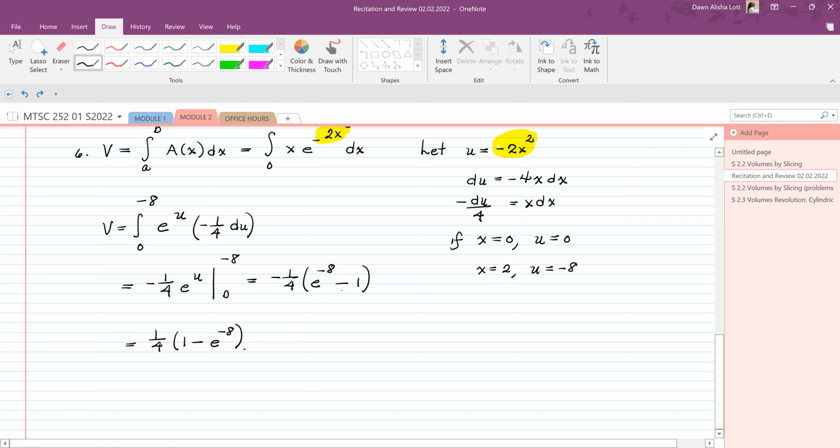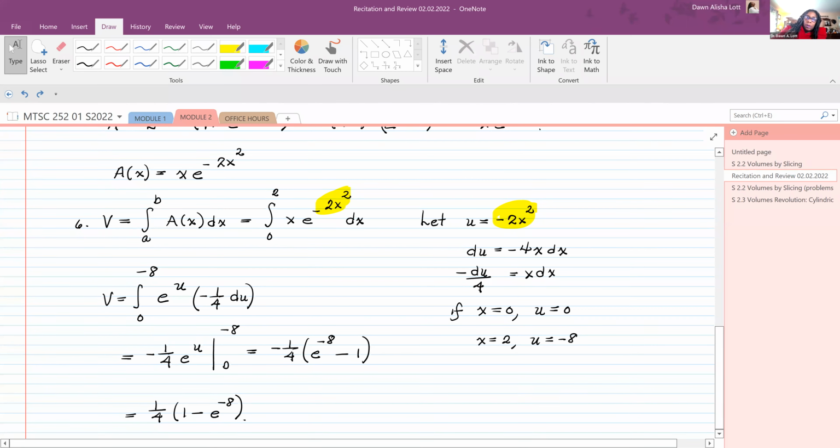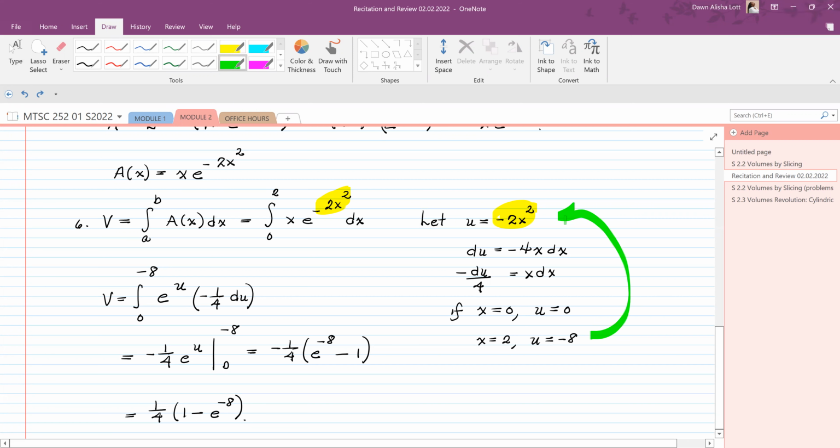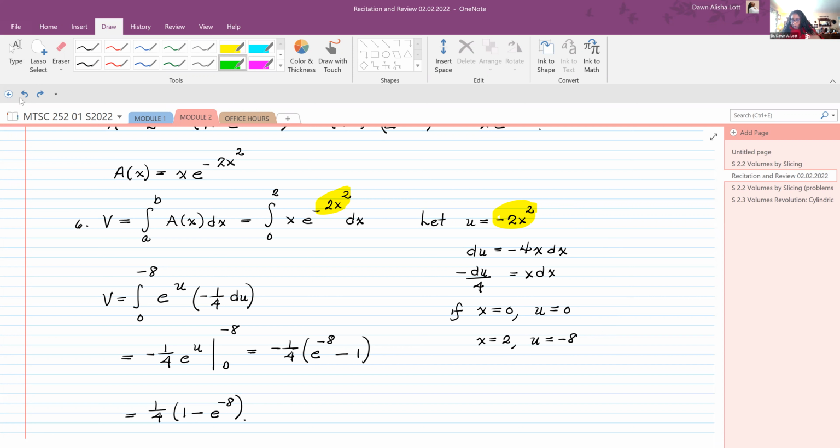I have a question real quick. Yes. How did you get x equals 2 and u equals negative 8 again? Okay, so when x is 0, you plug it into u, so u is equal to negative 2 times 0 squared. When x is 2, that's the top limit, so you plug that also into here. Okay, that's it. Thank you. You're welcome. Okay, anybody else? Any other questions?